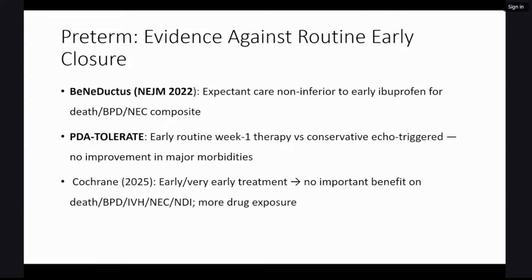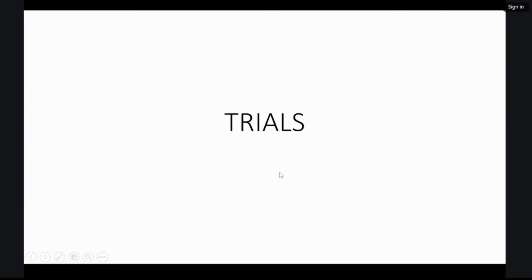There are various trials which have described why to close, what the expectant management or the early drug therapy is, what role each has, and what the morbidities associated with it are. So, these are the BeNeDuctus trial and the PDA-TOLERATE trial, and this is a Cochrane review. I'll be discussing the subsequent slides one by one.